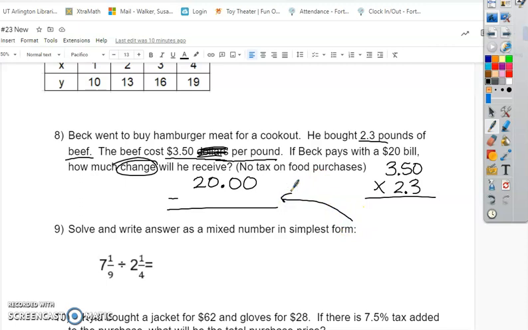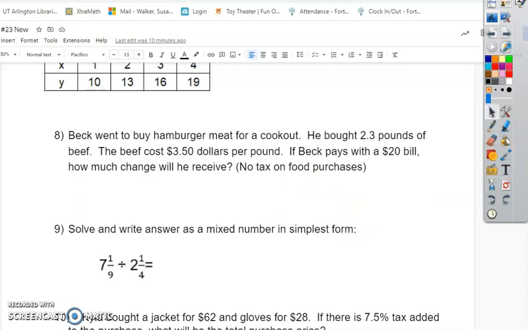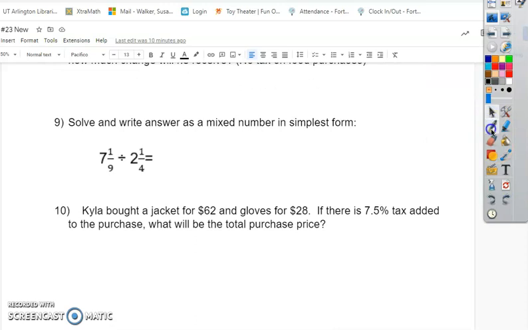Number 9. This is division. Gotta hustle, hustle. We're going to do Texas, Texas, and then we'll do keep, change, flip. Okay? Multiply 9 times 7 is 63, plus 1 is 64 over 9. You'll do the same thing here. Then you need to do keep, change, flip after that. Okay, and there will be a relationship.